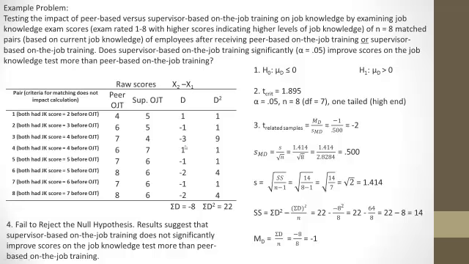As you can see, almost all of these differences are negative. So this isn't a good sign. This is kind of going against our alternative hypothesis, which states that supervisor based on the job training is actually better. Based on this, it appears that peer-based may be better. But to be a good researcher, you need to make your hypotheses before you have access to your data so that you do not capitalize on chance differences.